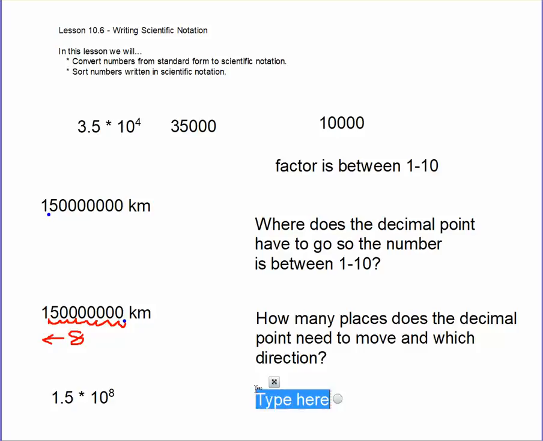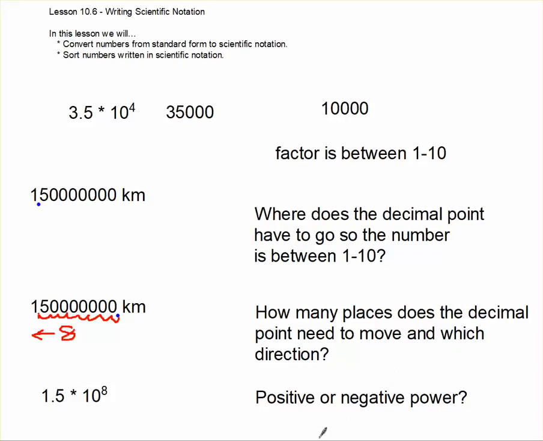Now, positive or negative power, another way to look at it is this. If you move left, then that is going to be a positive power of 10, right? If you move left, you're going to have a positive power of 10. And of course, if you move right, which we haven't seen an example of yet, you're going to have a negative power.